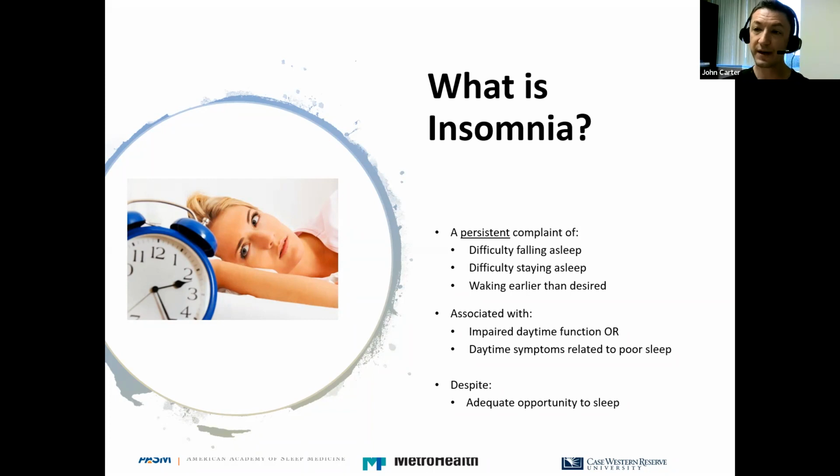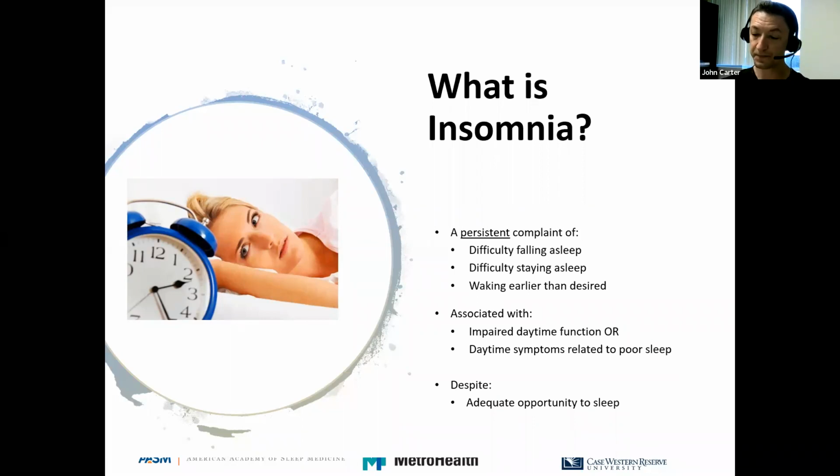But when we're thinking about insomnia, there are really three categories that we want to pay attention to. So first, there needs to be a persistent complaint of initiating or maintaining sleep. That's number one, associated with some kind of daytime symptomatology or impaired function. That's number two, despite an adequate opportunity to sleep. That's number three. And so that is the broad overarching framework for all the insomnia diagnoses that we're going to be talking about today.